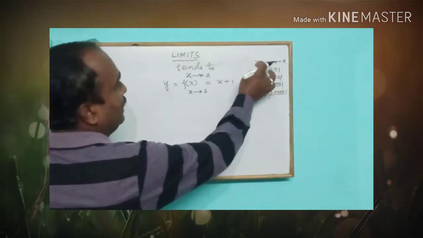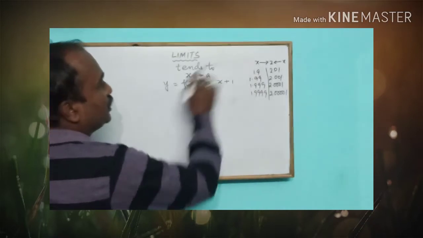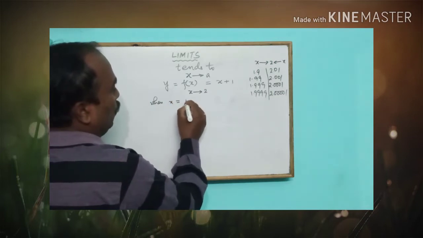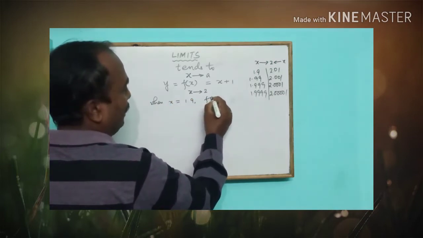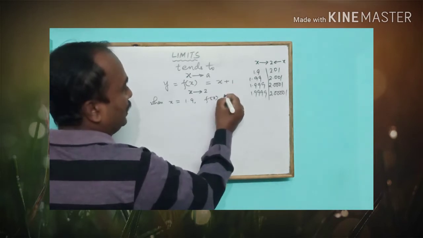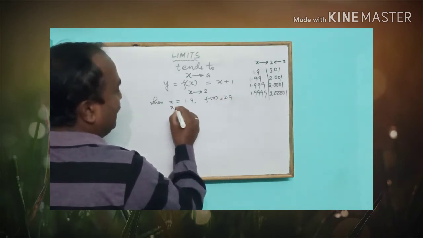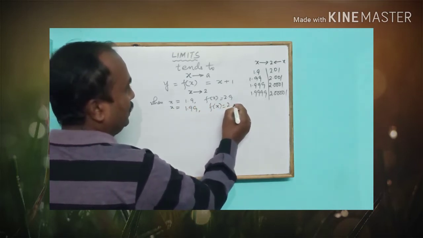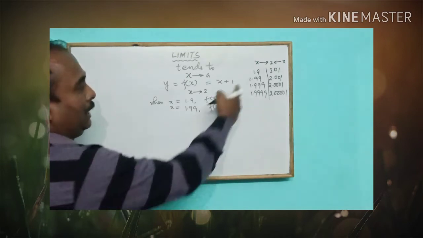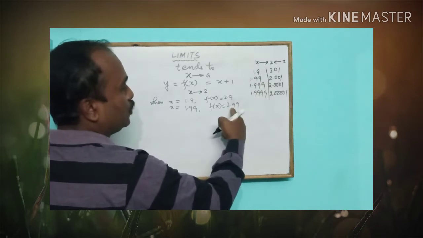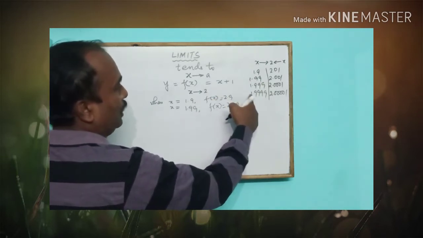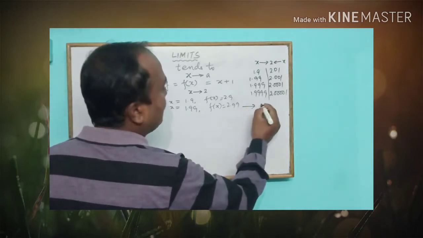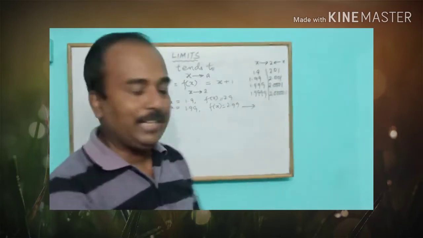Now, if x is approaching 2, the related functional value is what? When x is 1.9, then f(x) is 1.9 plus 1, that is 2.9. When x is 1.99, then f(x) is 2.99. And similarly, when x is 1.999, it is 2.999. And when x is 1.9999, then 2.9999. That means this shows that f(x) is nearer and nearer to 3.